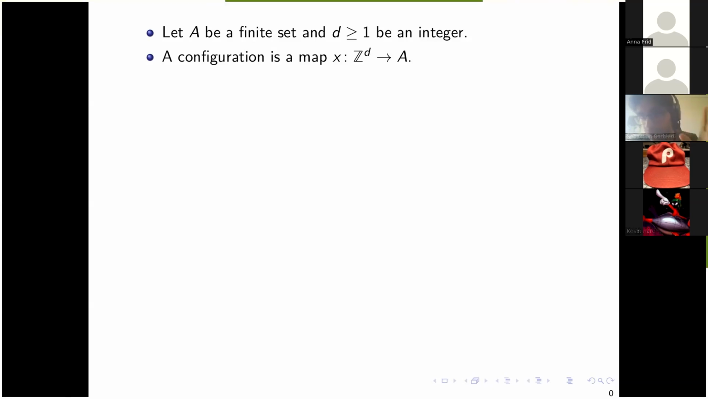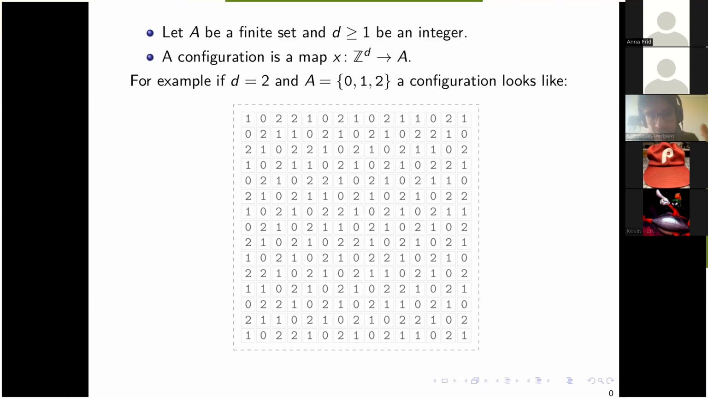So for the rest of the talk, A is going to be a finite set, which I'm going to call an alphabet, and D is going to be a positive integer. I'm going to say that a configuration is a map from Z^D to A. For instance, if I take D equals 2, and A being {0, 1, 2}, my finite alphabet, then a configuration is just a map from Z^2 to {0, 1, 2}, like the thing you see there. So a configuration on the plane. Okay, so those are the objects I'm going to be considering during this talk.